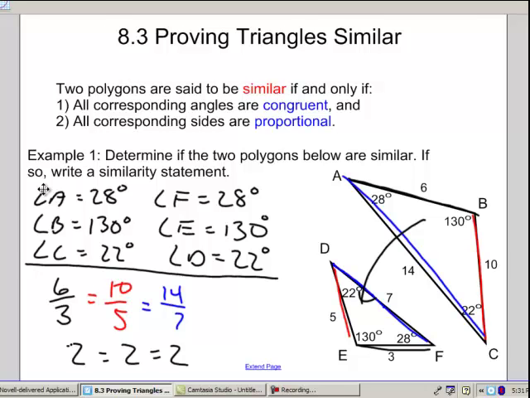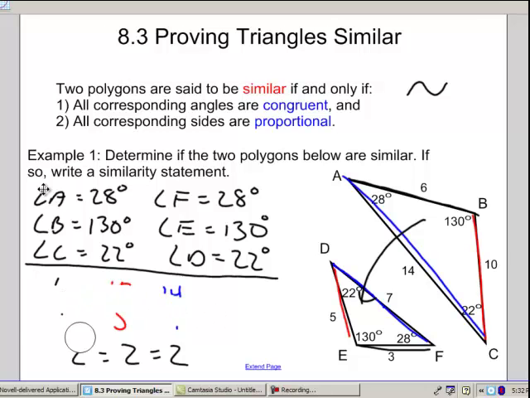Now, look up here at the top. How am I going to write a similarity statement? Well, the way that we show that polygons are similar is by using a tilde. It's like the top of your congruent statement. You've got an equal and a tilde. Well, we don't use the equal part. We just use the tilde to say these are similar.